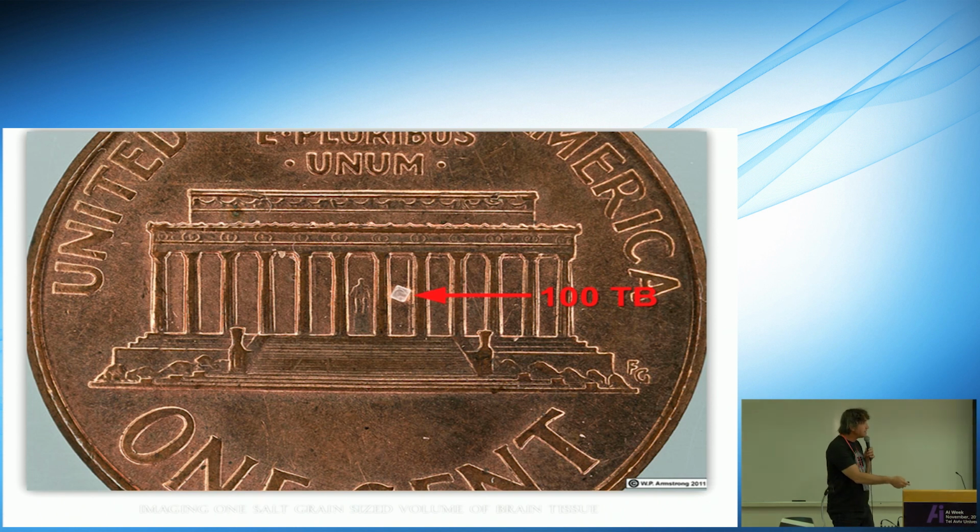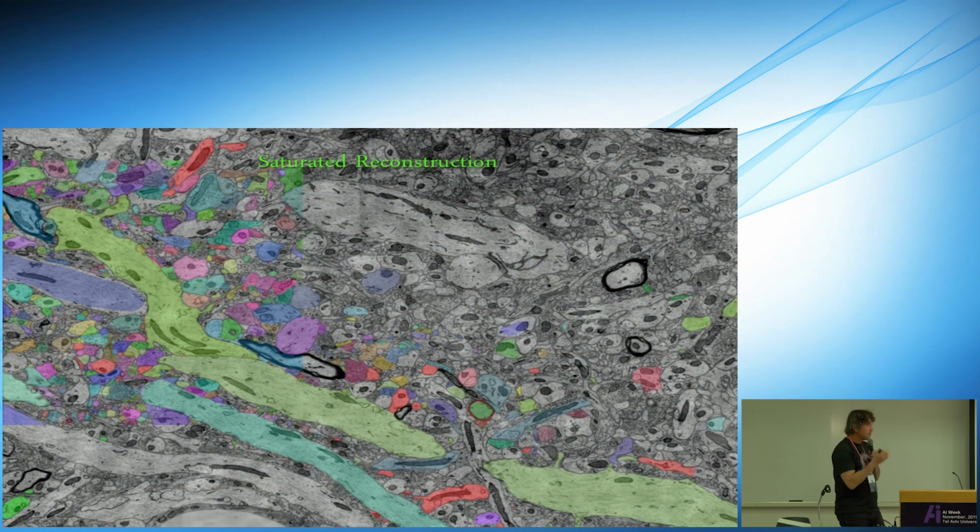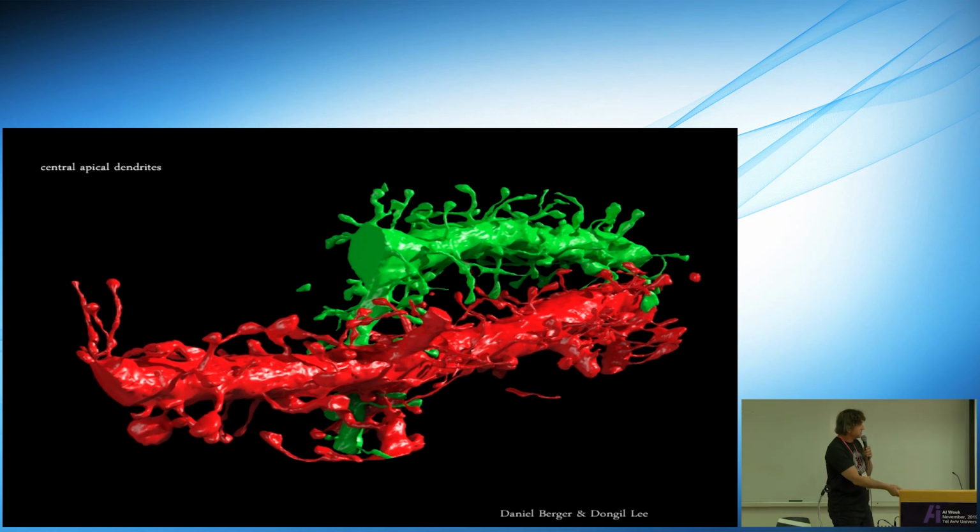And we try to look inside this cube with essentially machine learning technologies, in order to image what's in there and reconstruct the connectivity. What you're seeing here is what we call a saturated reconstruction. That's what we're trying to do, to get all the connections that are in this tissue. And I want to show you an example.